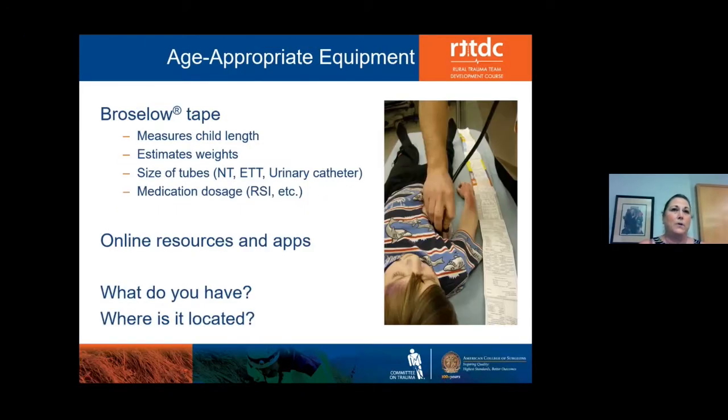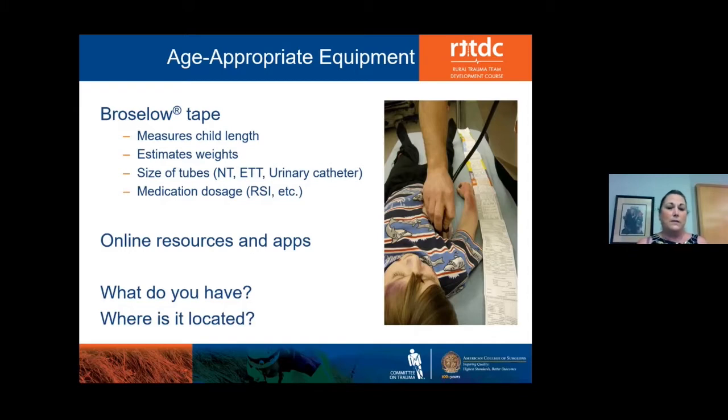When we're talking about age-appropriate equipment, the Broselow tape is the thing that comes to mind for most people as soon as they hear a pediatric patient. When you know that you have a pediatric patient coming, that's the first thing that you should have out and available so that you could lay it alongside of the patient so you can measure the child's length, and then that estimates their weight and gives you the size of the NG tube, the ET tube, and the urinary catheter. It also gives you the medication dosages, which are appropriate for that child's size for rapid sequence intubation and medications like that come out of the pediatric cart.